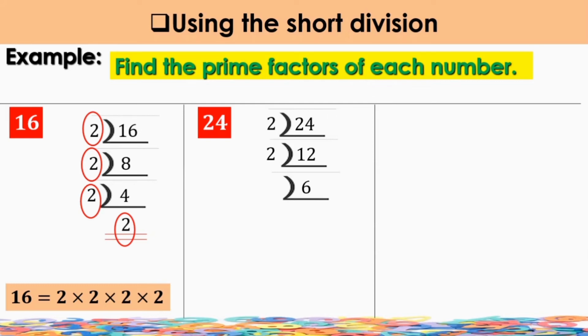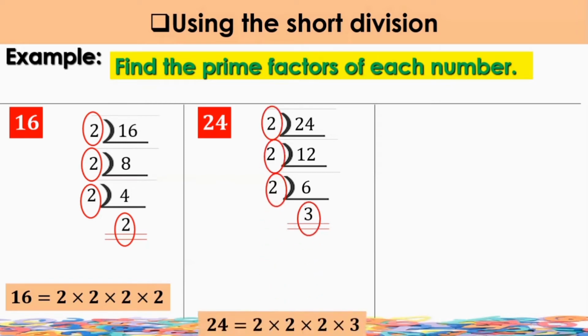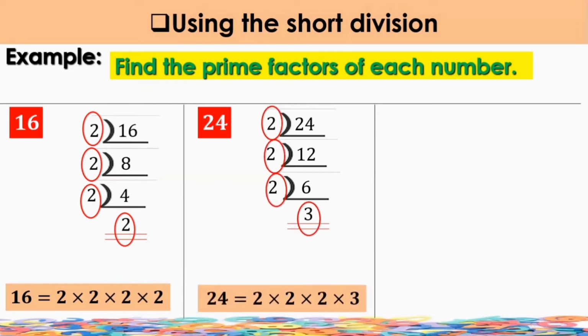Think of the smallest factor of 6 that is a prime number, which when divided from 6 leaves no remainder. What is that number? 2 also. 6 divided by 2 is equal to 3. As we can observe, 3 is a prime number. So let's stop in here. Therefore, the prime factors of 24 is equal to 2 times 2 times 2 times 3.